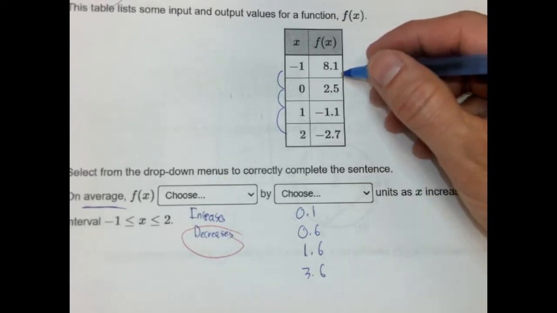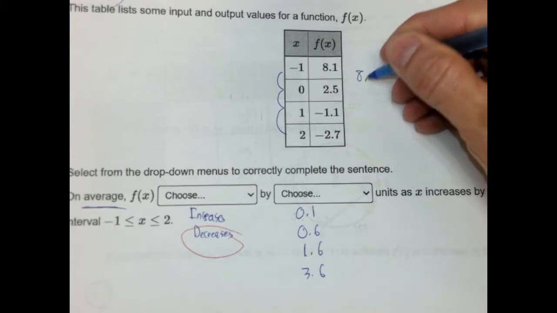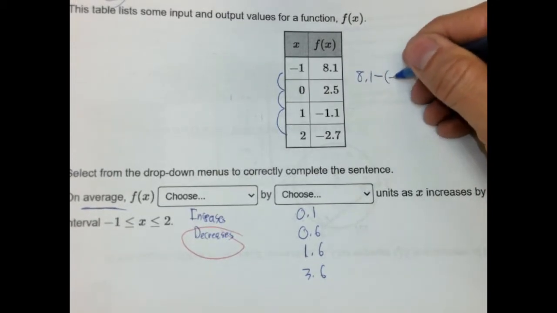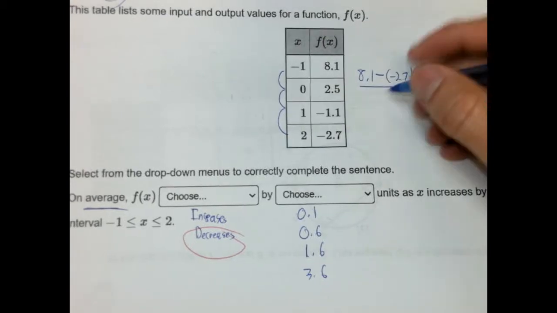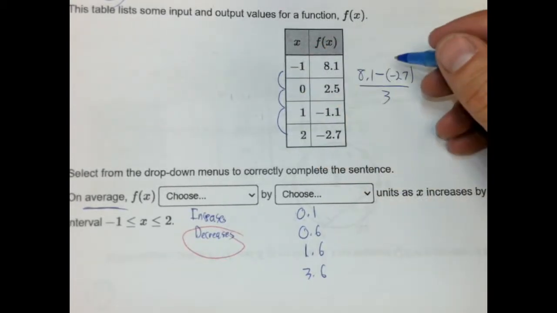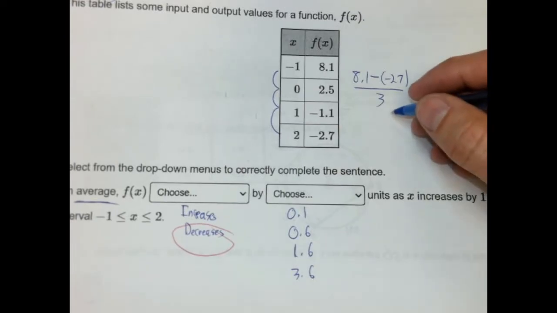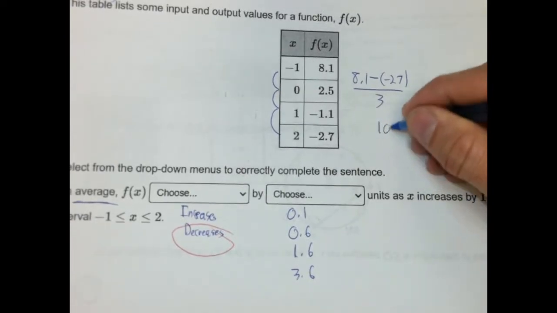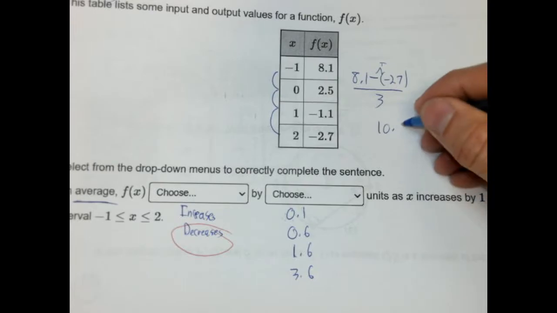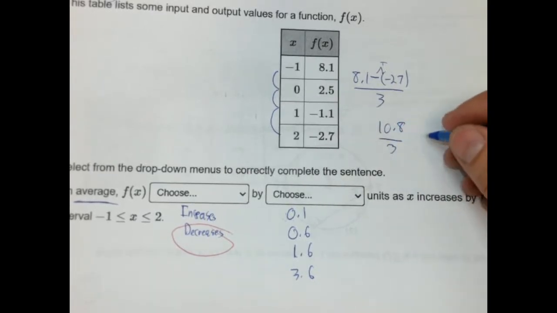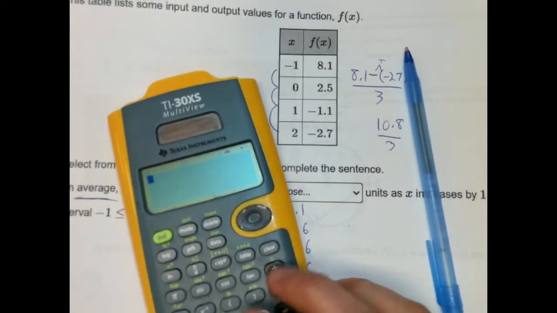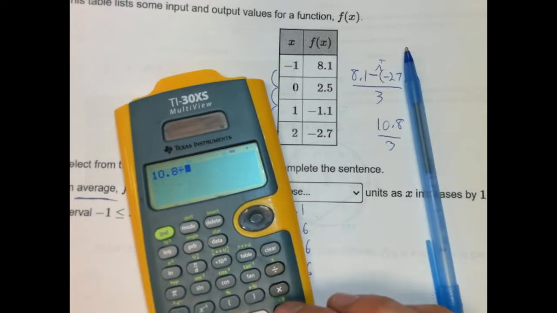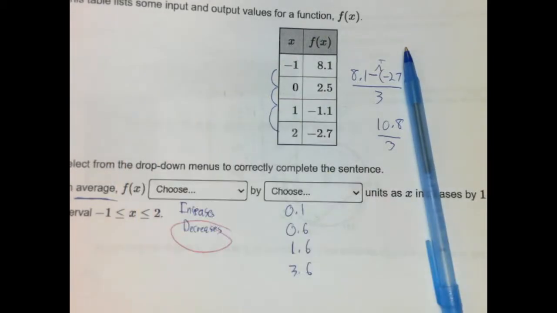Let's find out. Let's find the difference. So let's go 8.1 minus negative 2.7, and that's going to be over 3, because that's how many changes there are. So that's going to be 10 and 8 tenths, because it becomes plus. So 10 and 8 tenths over 3, that is 10.8 divided by 3, 3.6.